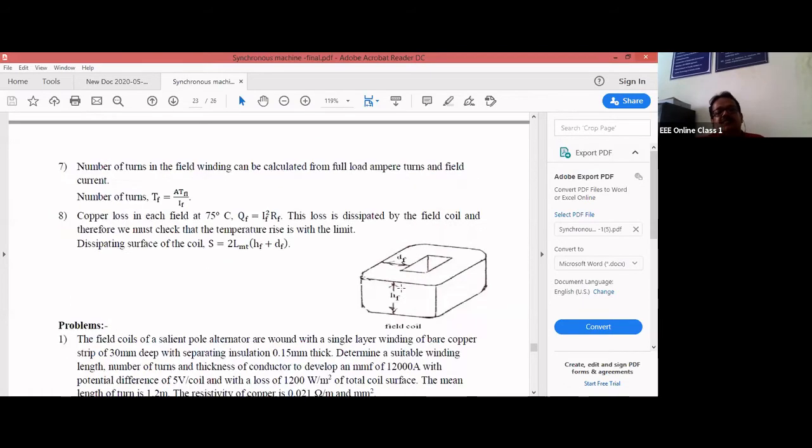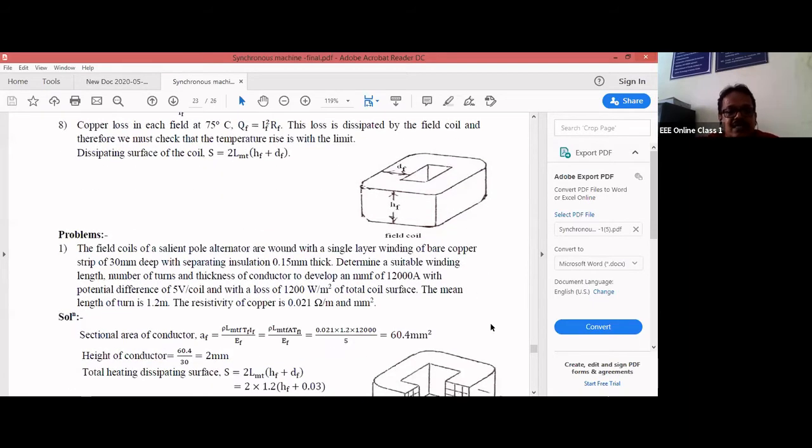Okay. This is the procedure to design the field winding of a synchronous machine. Very much important one. Normally they'll ask the design of field winding, though very rarely they'll ask a problem. We are going to solve two problems, very important problems from A.K. Sawhney. If they ask any problem from field design, this will be the problem.